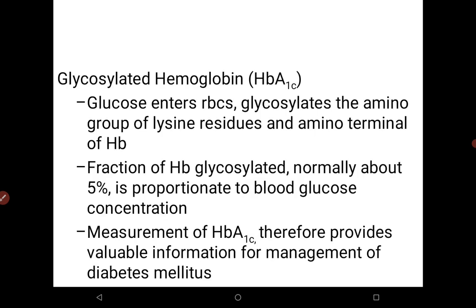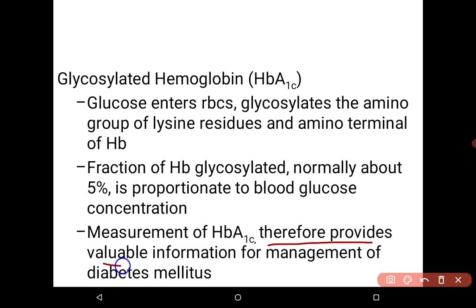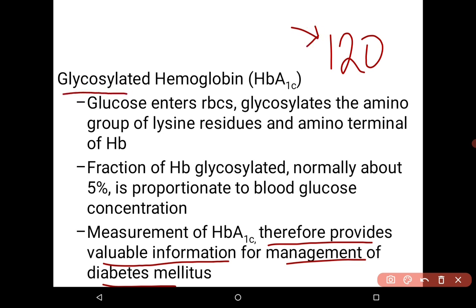Then you also have what we call glycated hemoglobin. We usually measure this one. It provides valuable information for the management of diabetes mellitus, because here we take advantage of the 120 days lifespan of the red blood cell, which remains once it is glycosylated with glucose. Okay, so the glucose can stay with the red blood cell for 120 days.